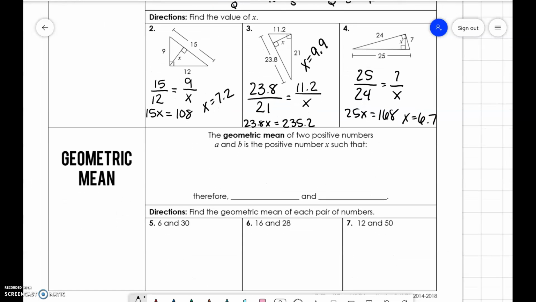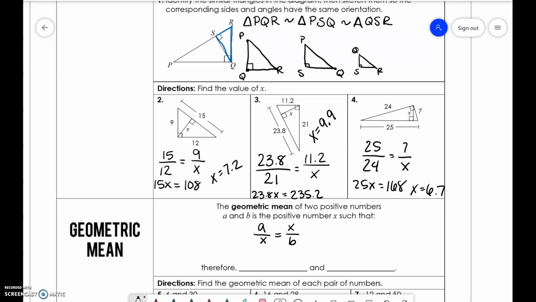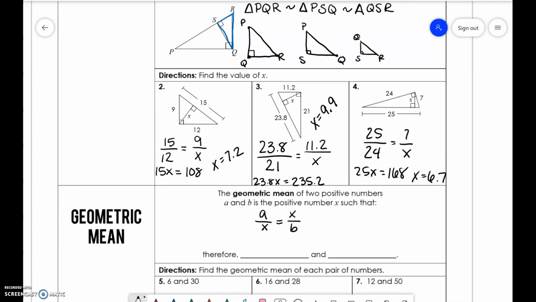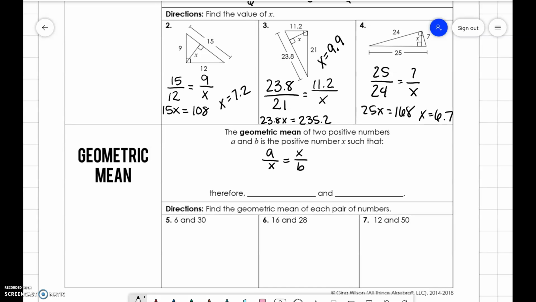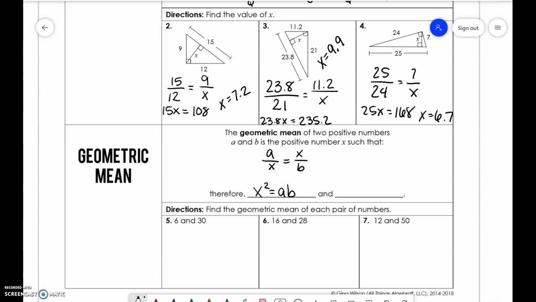The next thing we're going to talk about is geometric mean, which is, the geometric mean of two positive numbers a and b is the positive number x such that a over x is equal to x over b. So this is going to help us when we're trying to solve problems where x is going to be in a relationship of more than one similar triangle. So like saying that when we're trying to solve it, x is going to be a variable for two of the similar triangles, okay? So how we do it, we do x squared is equal to ab, therefore x is equal to the square root of ab.